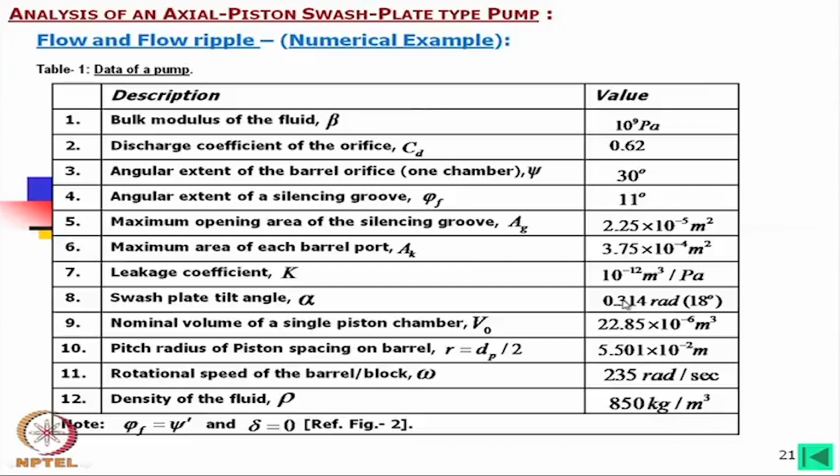Now, here I have not mentioned what is the number of pistons. I would just like to mention the number of pistons for the same parameter. We have taken the number of pistons 7, 8 and 9 for the analysis, but this is basically a data of a 7 piston machine.